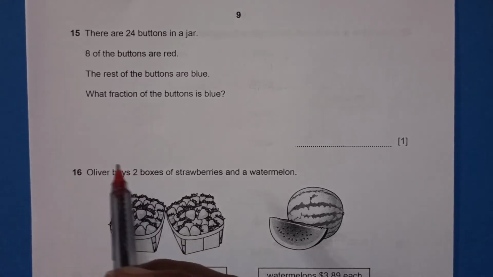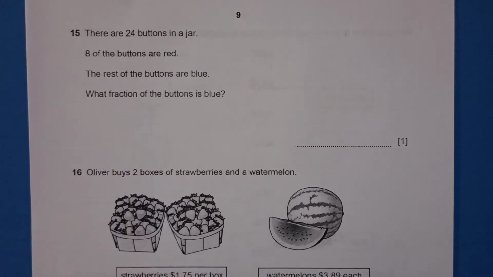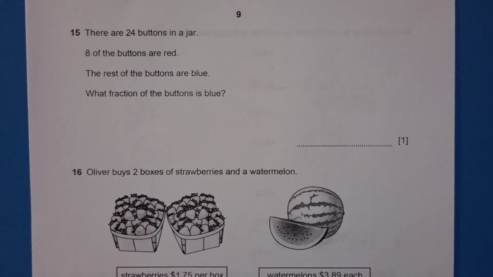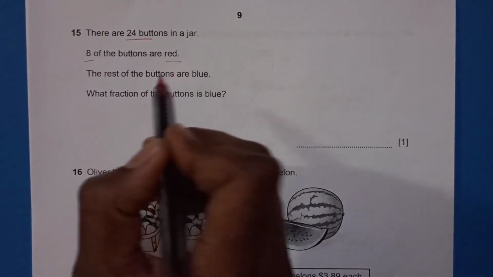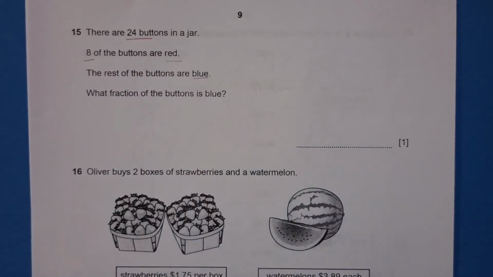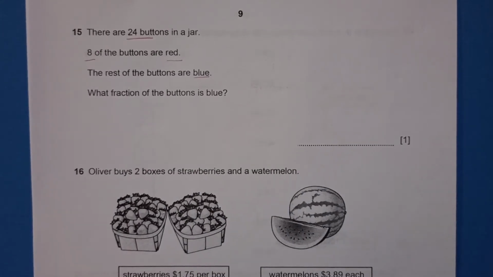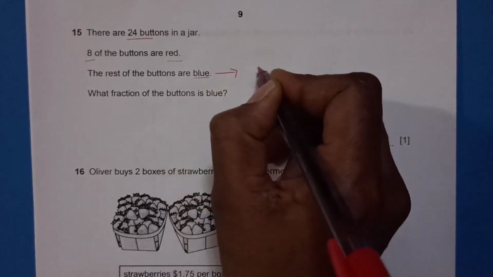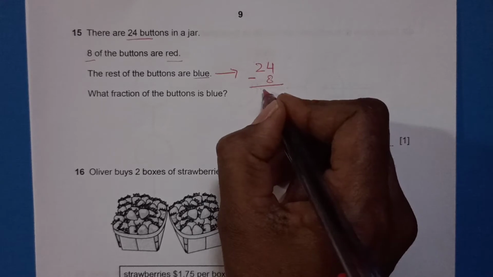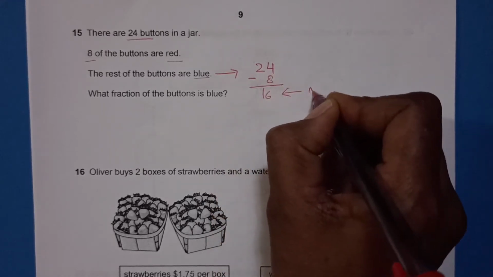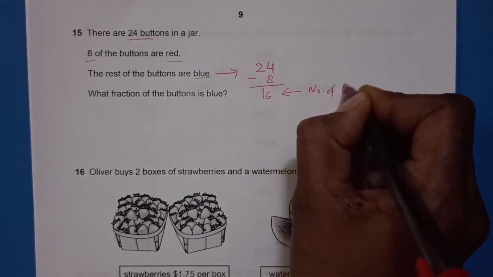So let's start. Question number 15. There are 24 buttons in a jar. 8 of the buttons are red, the rest of the buttons are blue. So total 24, 8 are red, the rest are blue. What's the fraction of buttons which is blue? So first we need to know the number of blue buttons. The number of blue buttons will be 24 minus 8, which is 16. This is the number of blue buttons.